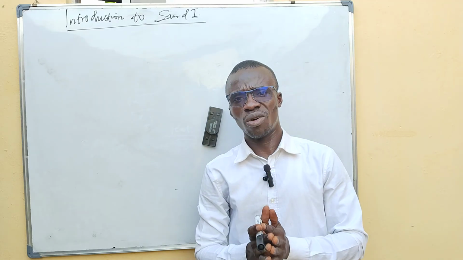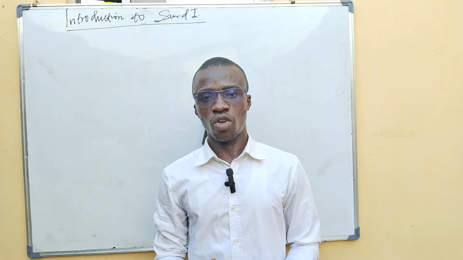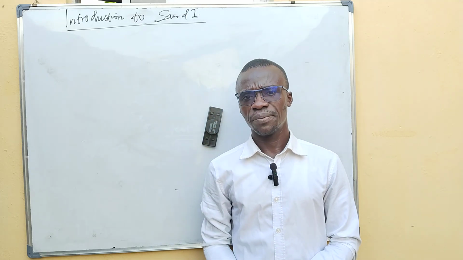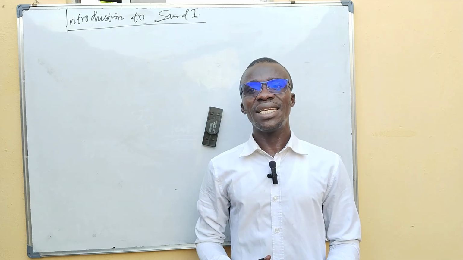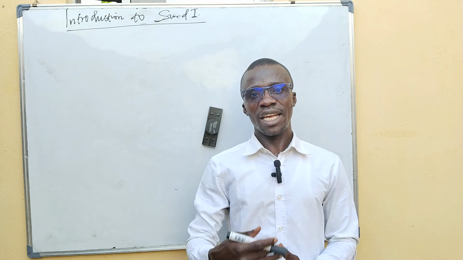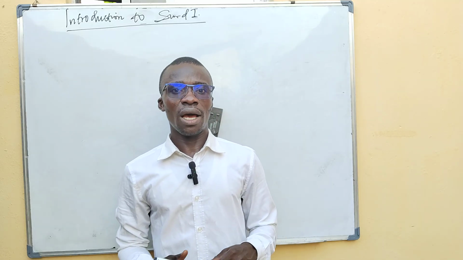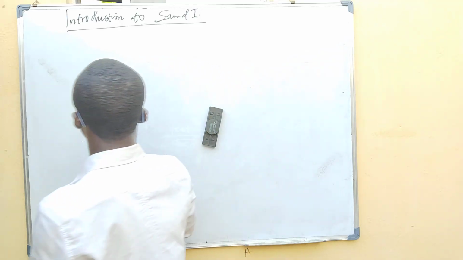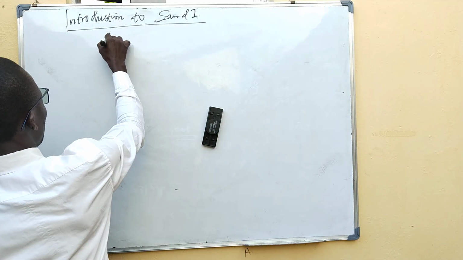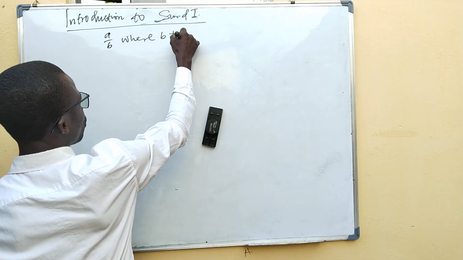Number one is rational number, and the next is irrational number. What is a rational number? A rational number is a number that can be expressed as a ratio of two integers. Now, how do I mean? These two integers are, let's say, a over b, where b must not be equal to 0.